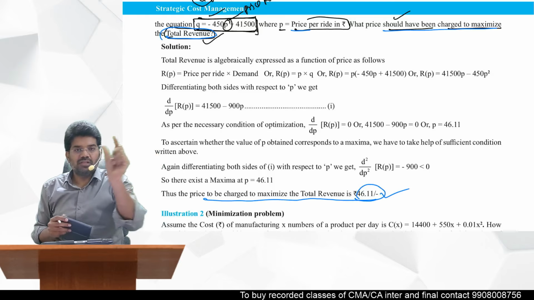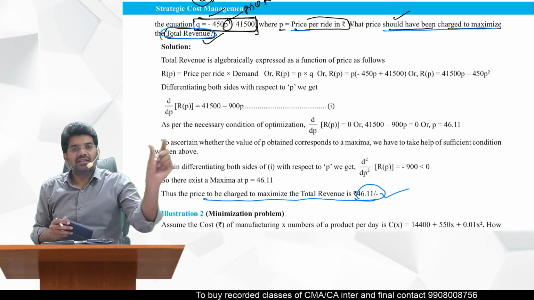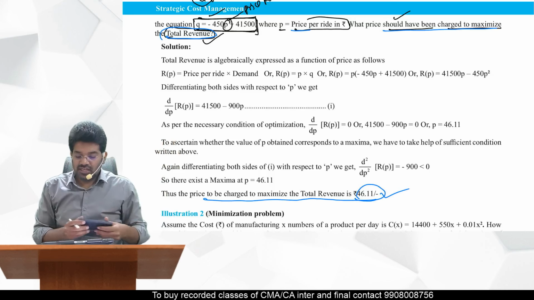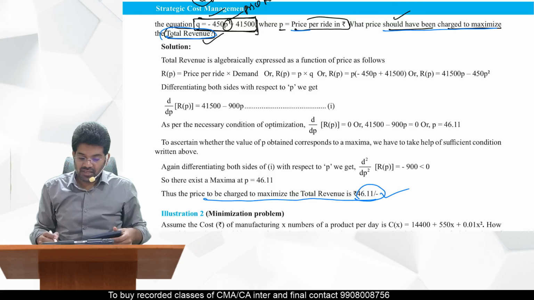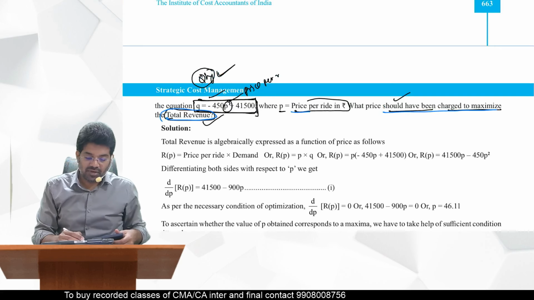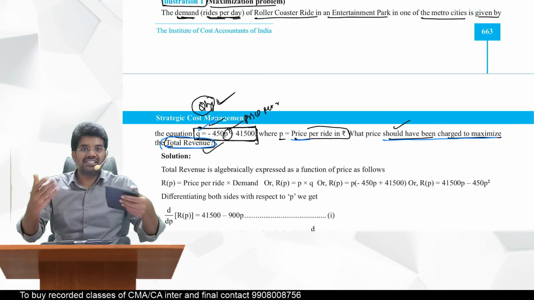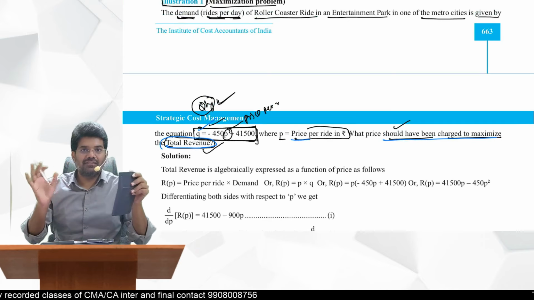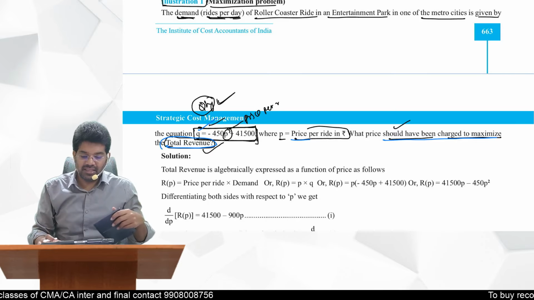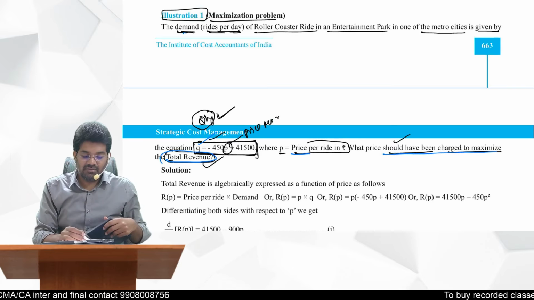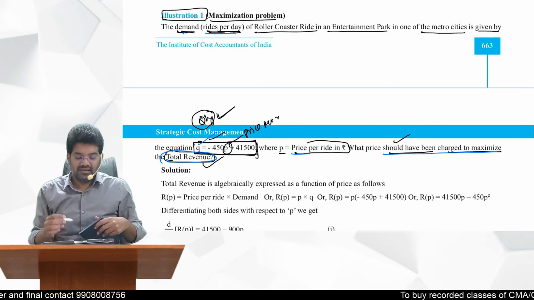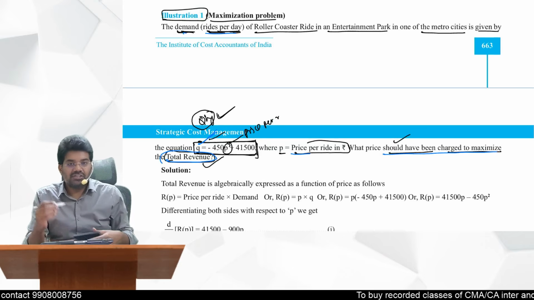So first we form the equation total revenue. Then total revenue, how do we get? Yes, that is also very important. Whatever they have given, which equation they have given? Quantity equation they have given. Number of rides equation they have given. That is not total revenue. Don't get misled by that. Clearly given, the demand, nothing but the rides per day. That is the quantity equation.